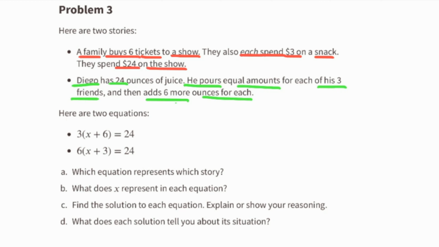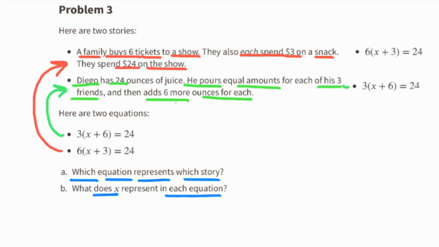Here are two equations. A. Which equation represents which story? 6 times x plus 3 equals 24 represents the family buying 6 tickets to a show and then each of them spending $3 on a snack. They spend a total of $24 on the show. The equation 3 times x plus 6 equals 24 represents Diego having 24 ounces of juice, pouring equal amounts for each of his 3 friends, and then adding 6 more ounces for each.